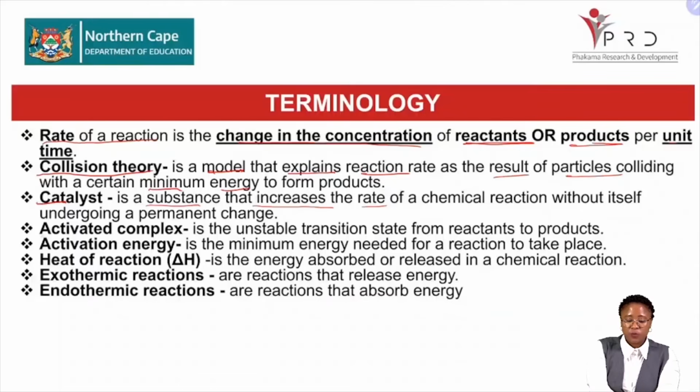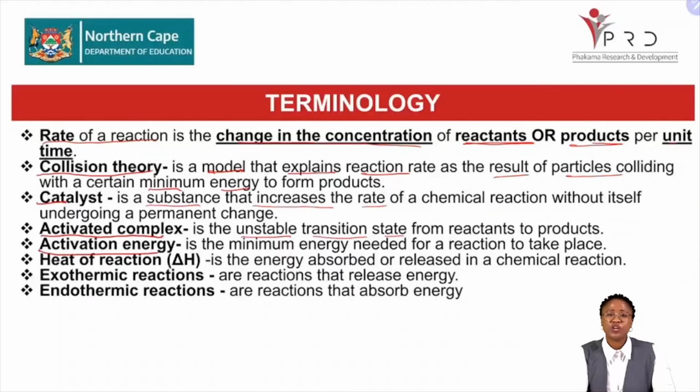Then we also have what we call the activation complex. It is an unstable transition state from the reactants to the products. You have seen in the previous graph that we looked at, we had the activation energy, we know what the change in enthalpy is, we know where the products are, and we know where the reactants are. The next definition that you must know is the activation energy, which is the minimum energy needed for a reaction to take place. We've already spoken about this. This you should know from grade 11.